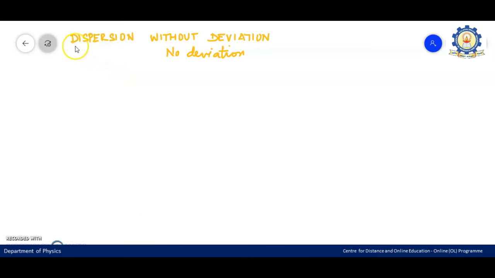In this session, we are going to see dispersion without deviation. That is, there should be no deviation. Achromatic prisms are not of much practical use. A more useful combination of prisms is that one which has a dispersion but no deviation. So this is employed in direct vision spectroscope.